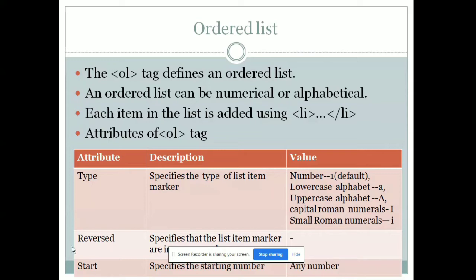Remember that the start attribute is always going to take its value as a number. Even though I have given type equals capital A, if I want to start it from D, you have to write start equal to 4. That is the first 1, 2, 3, 4; A, B, C, D; so 4. It is always going to take a number. It is never going to take an alphabet or a Roman numeral.